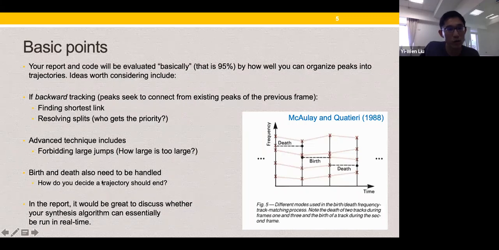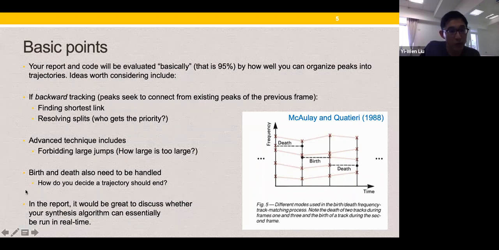Once you allow the trajectory to have a beginning point and ending point, then you might need to consider the corresponding strategies for handling the birth and death, okay? Right.